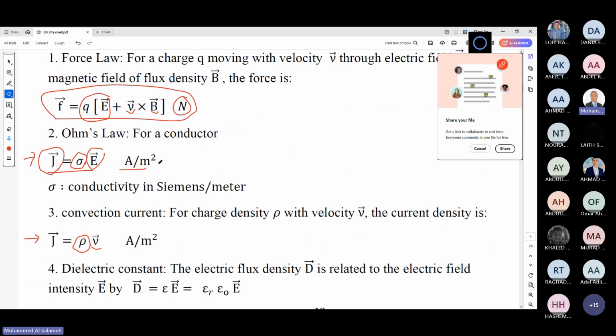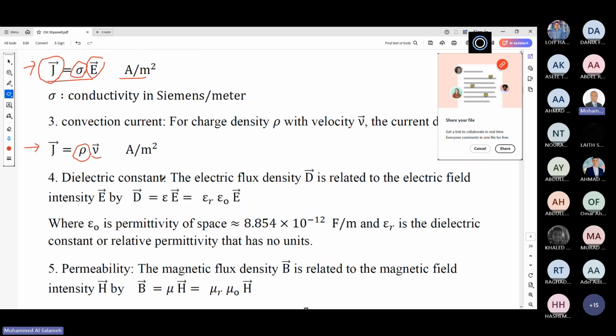to solve these equations. The electric constant, you know that also: D equal epsilon E, epsilon is the electric permittivity in farad per meter, and epsilon R is the relative permittivity, which has no units. Epsilon naught is the permittivity of free space, which is equal to 8.854 times 10 to the minus 12 farad per meter, or 10 to the minus 9 over 36 pi farad per meter.